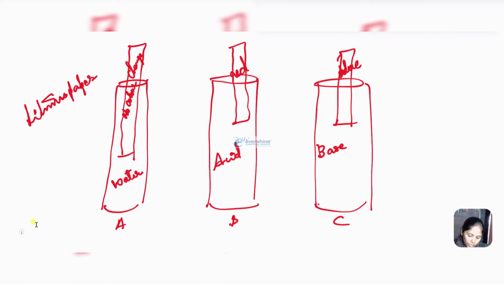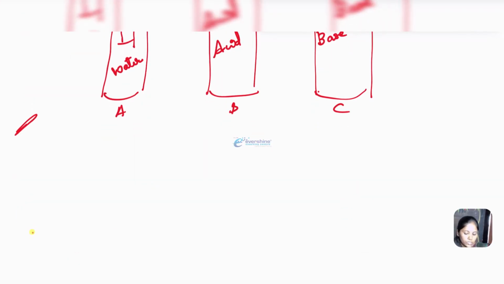Okay, so next, what is another indicator we can use for identifying acid and base? Phenolphthalein indicator.